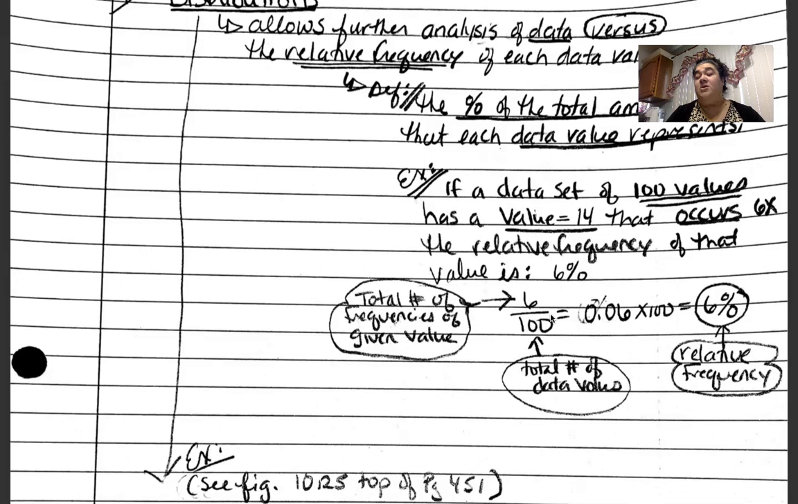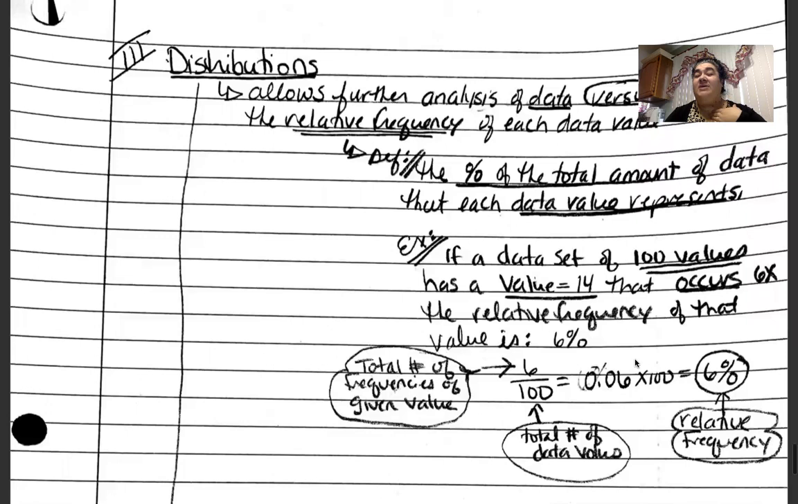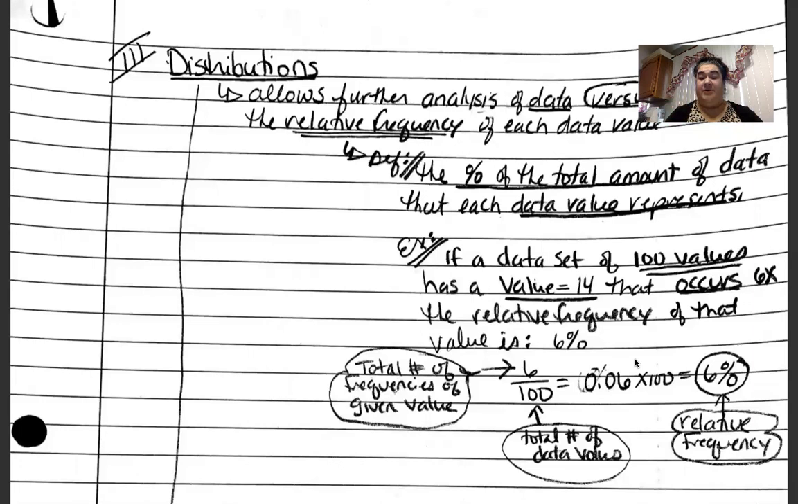We get a decimal answer. We multiply times 100 to get the percentage, and that gives us the relative frequency. So this right here is important. Highlight it, circle it. This is how you would calculate the relative frequency of any given data value, and it allows us to discuss then the distribution, because the distribution allows us to talk about the data values themselves versus their relative frequency, okay? Now, what is a distribution?